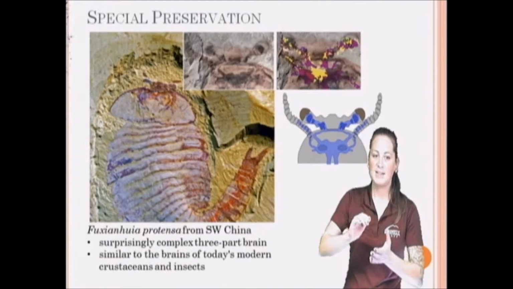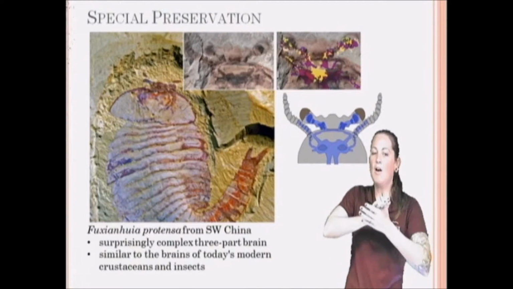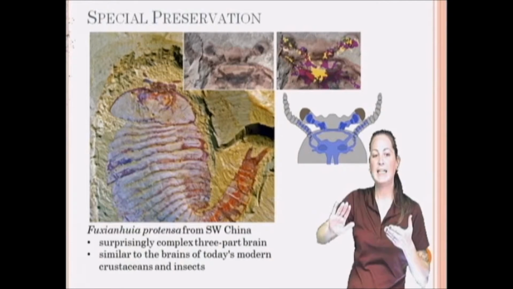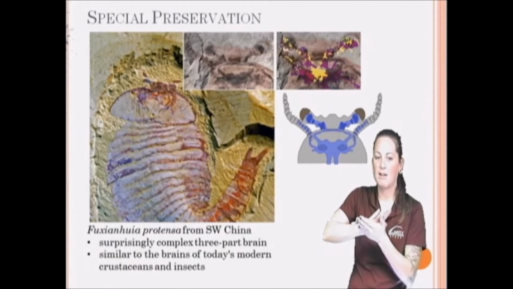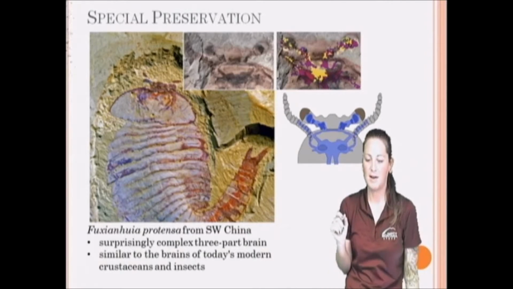This is preserved as like a carbon-rich film, so the brain has actually been squished, all the water has been pushed out gradually, and what we're left with is almost like a carbon film of the brain, so it's not like the endocast that we've been talking about.